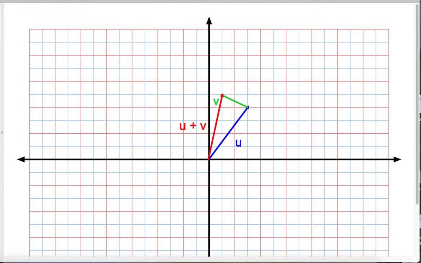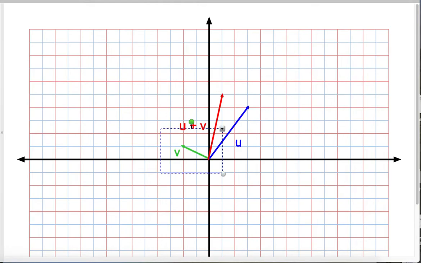So when you want to add two vectors, you take the first vector, then you slide that second vector over so its initial point is at the terminal point of the first vector. The green initial point is at the terminal point of blue. And then your resultant vector is where you originally started to where you ended up at the end. And that's the red vector.